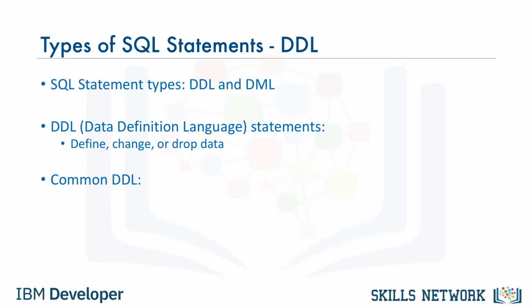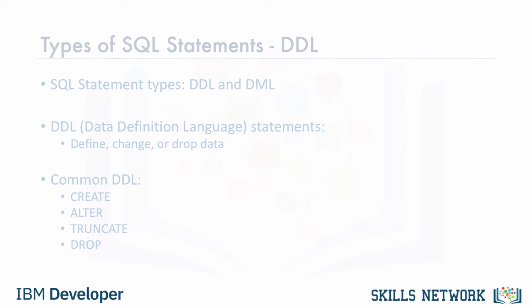Common DDL statement types include create, alter, truncate, and drop. Create is used for creating tables and defining its columns. Alter is used for altering tables, including adding and dropping columns and modifying their data types. Truncate is used for deleting data in a table, but not the table itself. Drop is used for deleting tables.